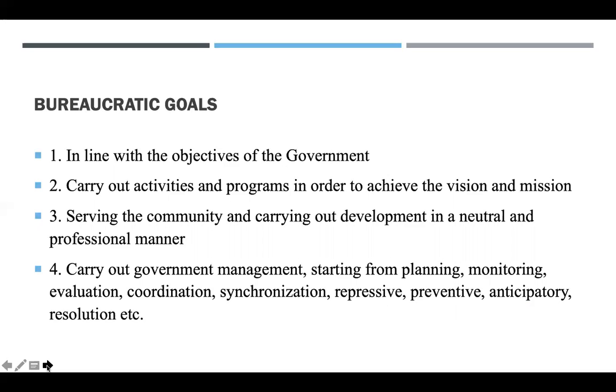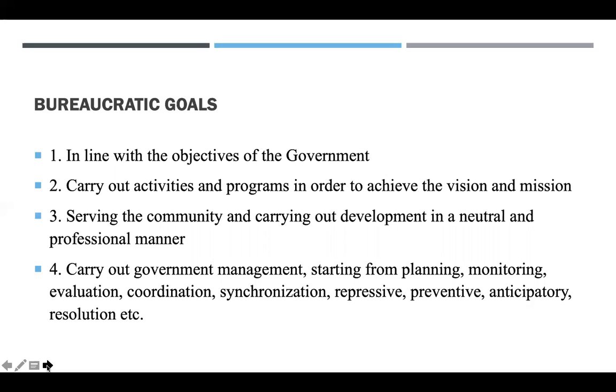First, of course, the bureaucratic goals are in line with the objectives of the government, because the bureaucracy still exists until nowadays to support the objectives of the government, the government's visions. Second, carry out activities and programs in order to achieve the vision and mission. The third one is serving the community and carrying out the development in a natural and professional manner. And the last one is carrying out the government management, starting from planning, monitoring, evaluation, coordination, synchronization, repressive, preventive, anticipatory, resolution, and so on and so forth. So that is talking about the government goals, I mean the nation's goals.